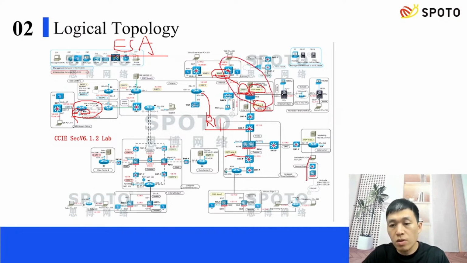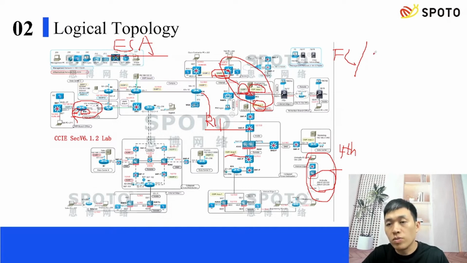The fourth one, they add Umbrella content here for DNS security. The fifth one is they removed Stealthwatch. There is no Stealthwatch content in the new version. Okay.